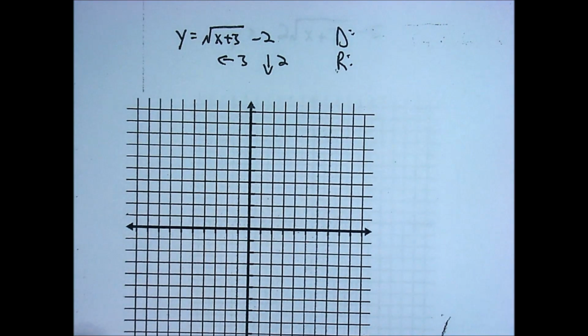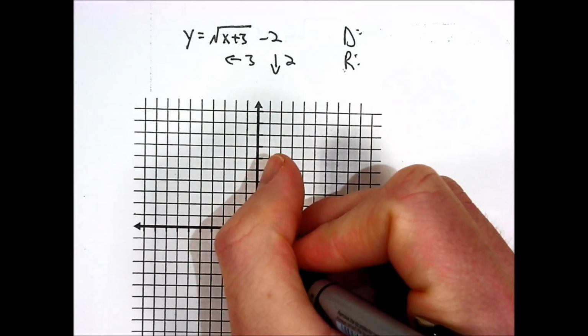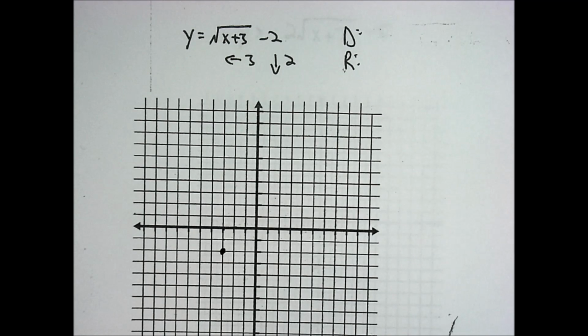Okay. This time we're going to have a little more detail on our graph. We got square root of x plus 3 minus 2. That's going to go left 3, down 2. There's our first point. Alright, we don't have any multipliers. Okay, so if you want to, we could type this into our calculator.